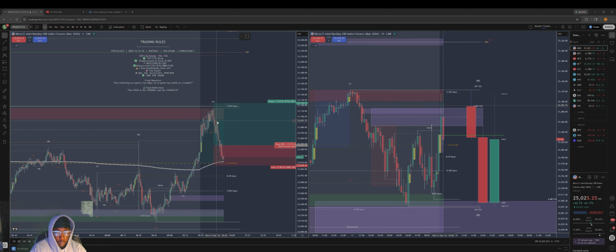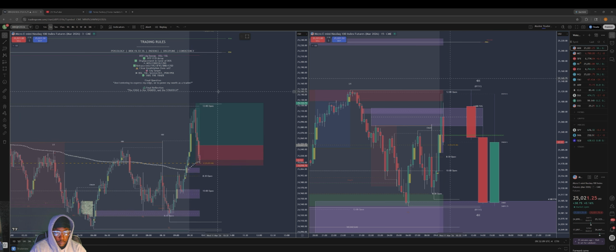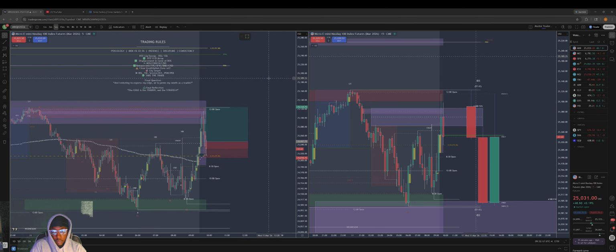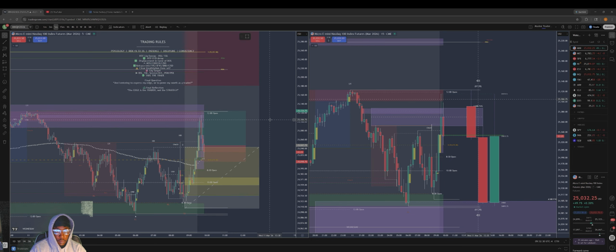Right here I moved down to the 1-minute time frame, so I'm looking at the levels that we can hit on the way back up. Right now I'm just trying to stay patient. I don't want to force the trade, I don't want to rush the trade.